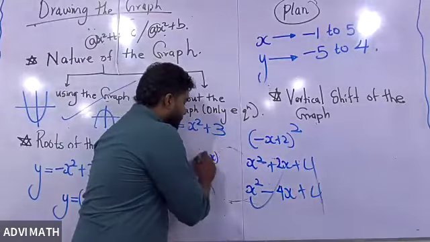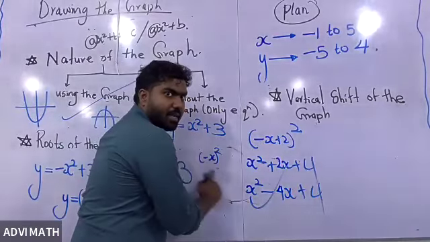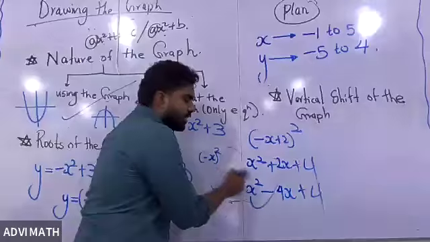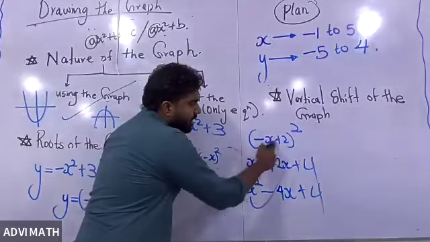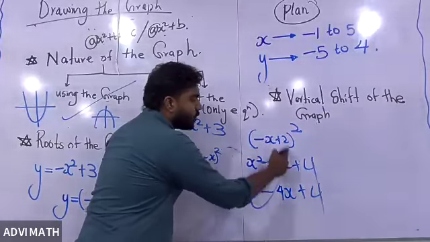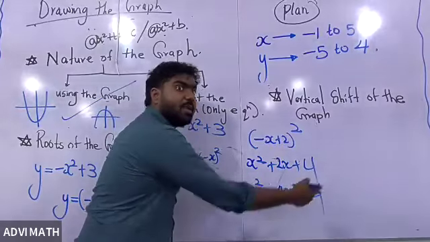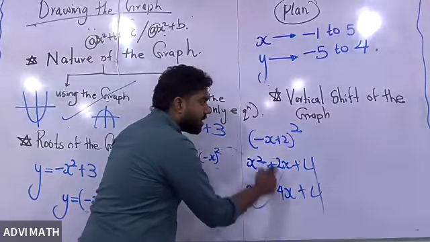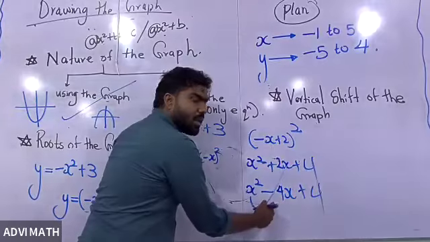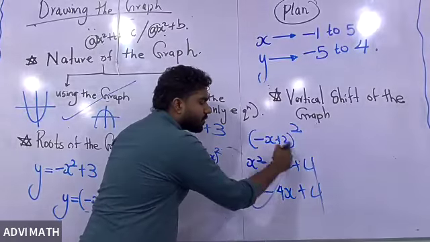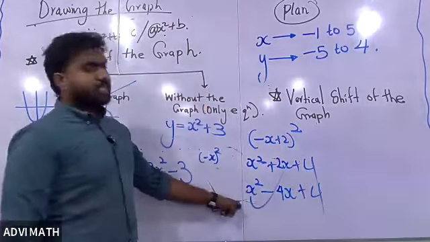Minus x whole thing squared is plus x squared. Minus x into minus x, minus into minus is plus. Then I need to multiply these two. X into 2 is 2x, 2x multiplied by 2 is 4x. Minus into plus is what? Minus here. And 2 squared is what? 4.